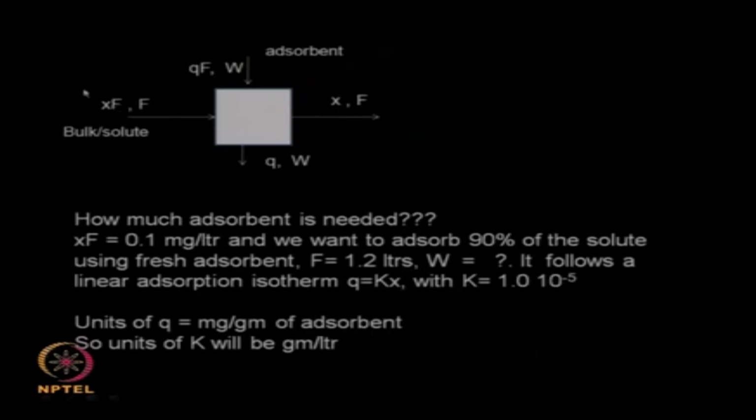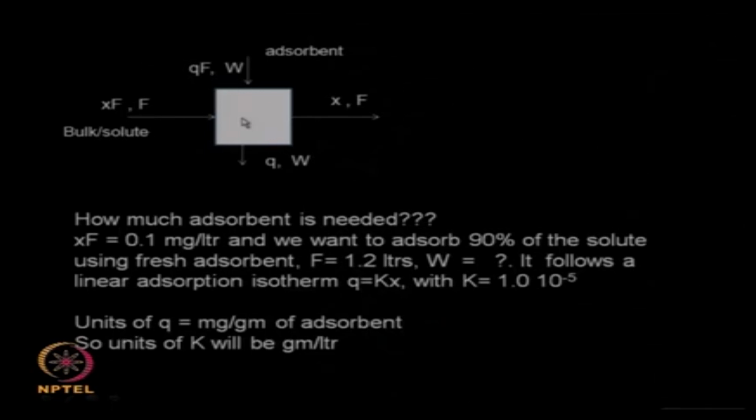The bulk solution contains 0.1 milligram per liter of the solute, and I want to adsorb 90% of this using fresh adsorbent, and the isotherm is a linear isotherm. So, linear adsorption isotherm means Q equals Kx, where K is 1 into 10 power minus 5. The bulk solution quantity is 1.2 liters.